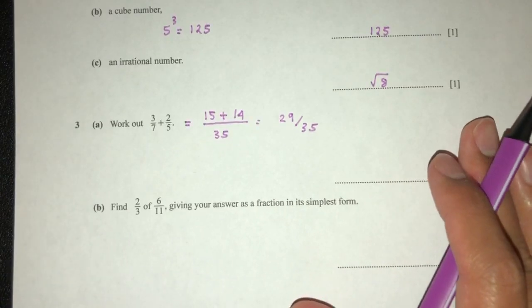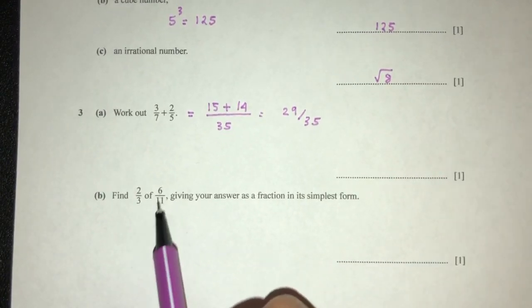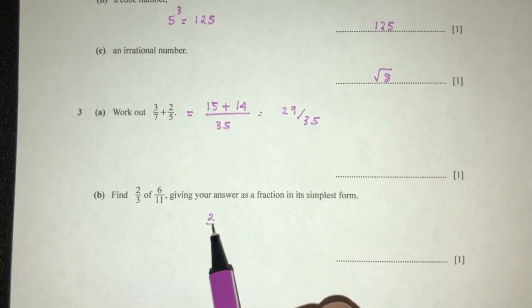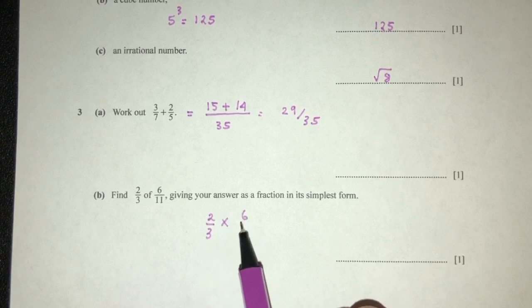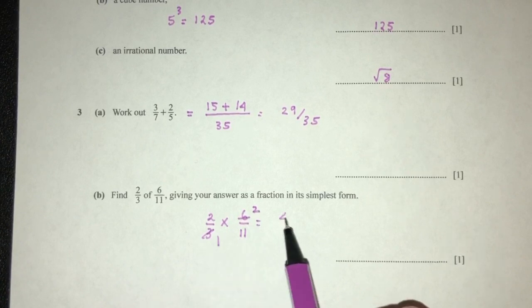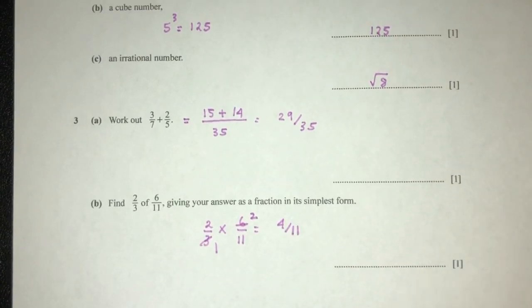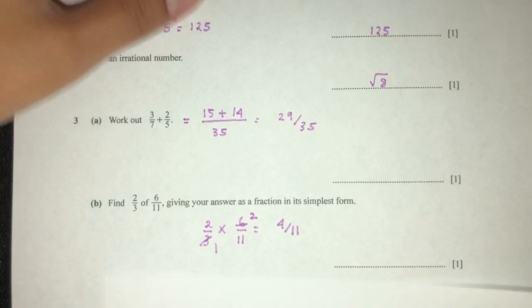Now for part B, we have to find 2/3 of this. Pretty easy. 2/3 of this, so multiply by this. That will be what? 1, that will be 2, that will be 4 over 11 as your answer. That will be part 3 of your question.